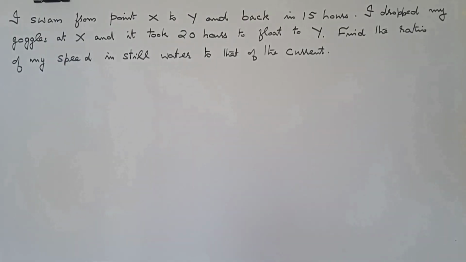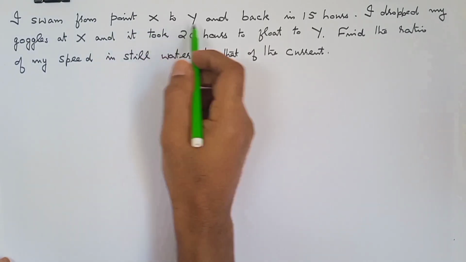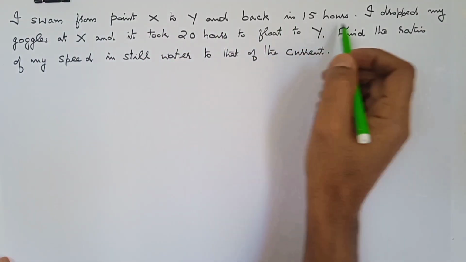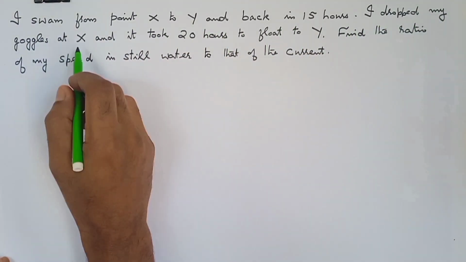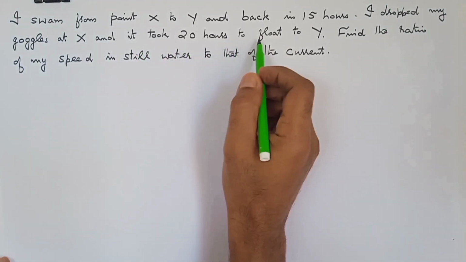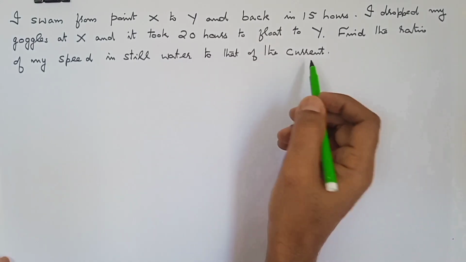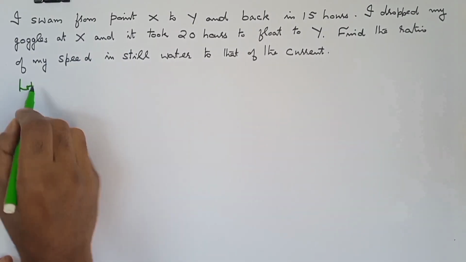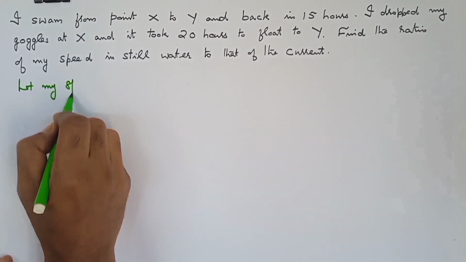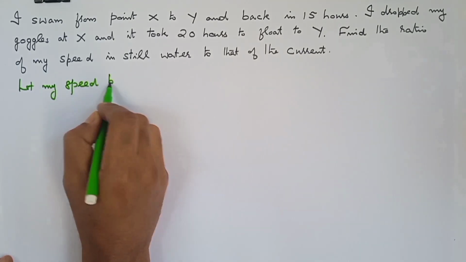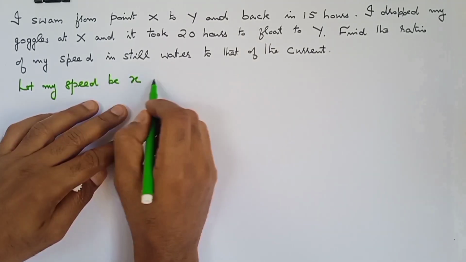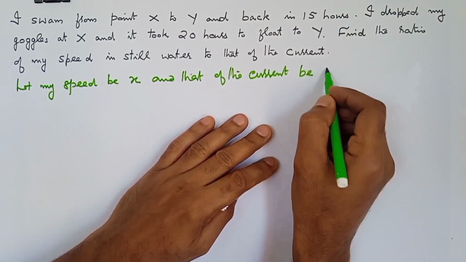Let's do one more problem from boats and streams. The question is, I swam from point X to Y and back in 15 hours. I dropped my goggles at X and it took 20 hours to float to Y. Find the ratio of my speed in still water to that of the current. Let my speed be X and that of the current be S.